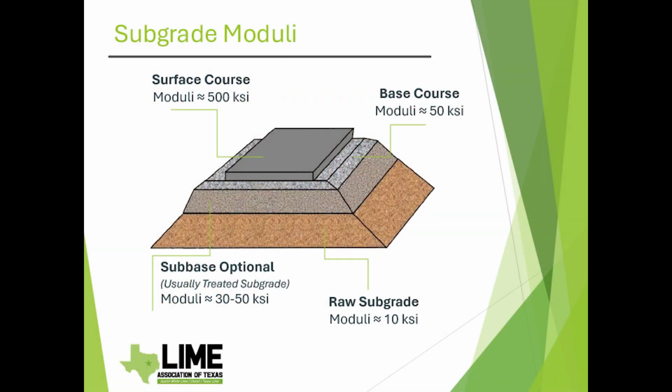structure. A flexible pavement structure, from a pavement design standpoint, starts with the asphalt surface, which typically has a modulus of around 500 KSI. Typically right underneath that you'll have a granular base material, and these are just approximate values, but it has a modulus in the 50 KSI value. If you look down at the very bottom of that, particularly when you're talking about clay soils, the raw subgrade will have a modulus in the range of about 10 KSI.